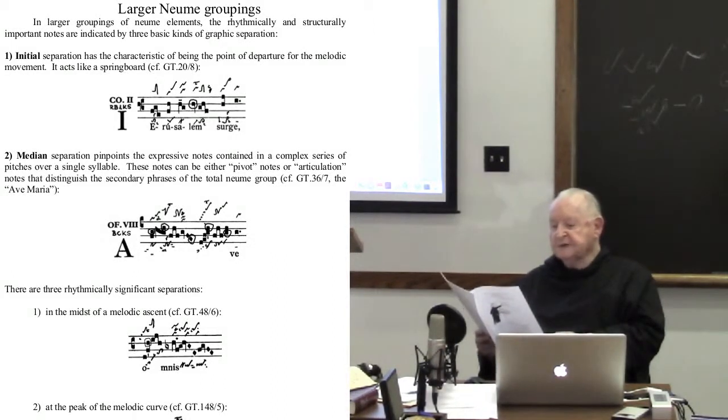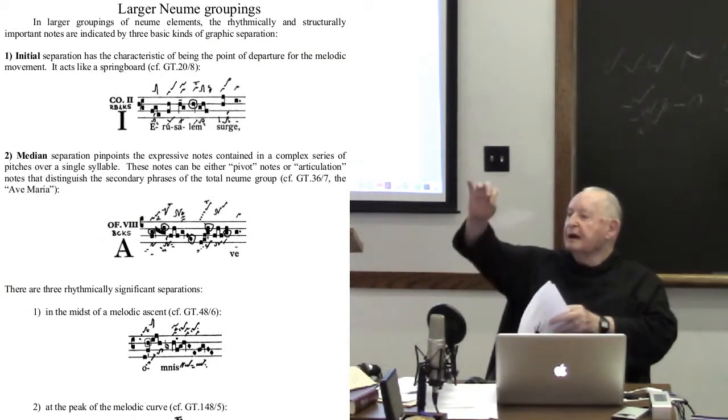Number 1 is initial graphic separation, where the first note is separated from all the notes that follow. An example there is, see the circled note on Jerusalem at the end? Jerusalem. Okay, so the first note over that syllable is separated graphically from what follows. In other words, the pen came up. It'd be like the conductor goes like this.